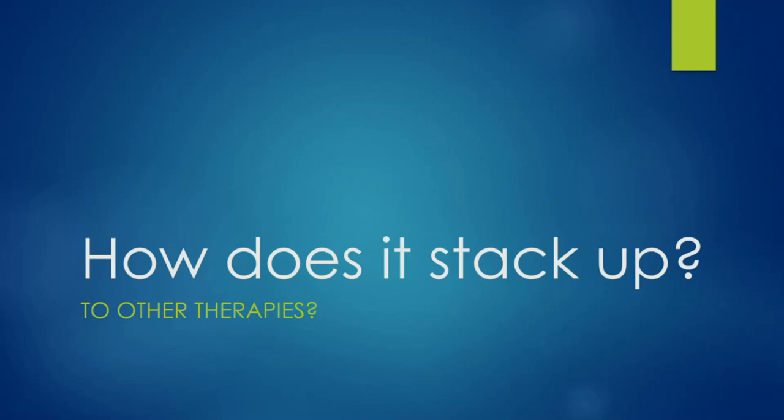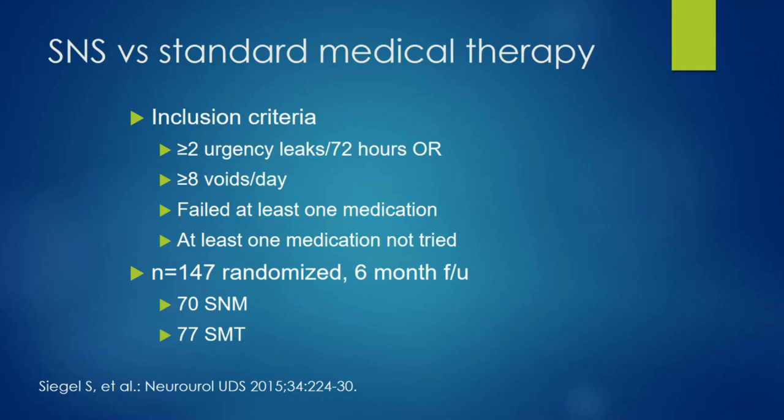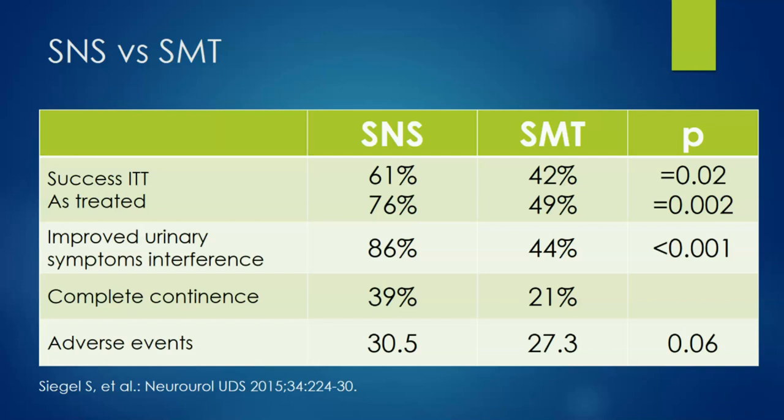How does it stack up to other therapies? Sandy and David have shown you a little bit of comparative data, and I'm going to pretty much summarize this for you. Steve Siegel did a nice study randomizing patients to sacral neuromodulation versus standard medical therapy, about 70 to 80 people in each arm. Bottom line is this: the success rate was much higher with the sacral neuromodulation group, but the adverse events were different, though not statistically significantly different.